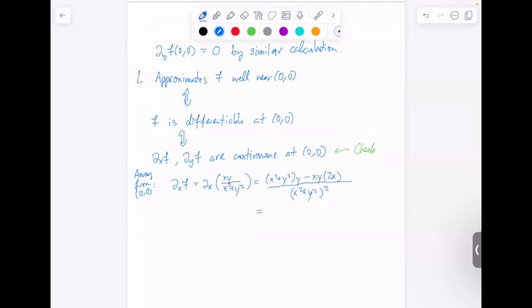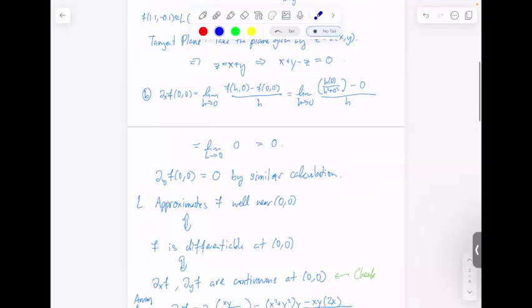And so we could simplify this. This is an x squared y here. This is a 2x squared y. So you get a y cubed minus x squared y up top. What you might do is you look at this now and you say, does this converge to 0 at (0,0)? Remember, partial x of f does exist at (0,0). We just checked it above, and it's equal to 0.